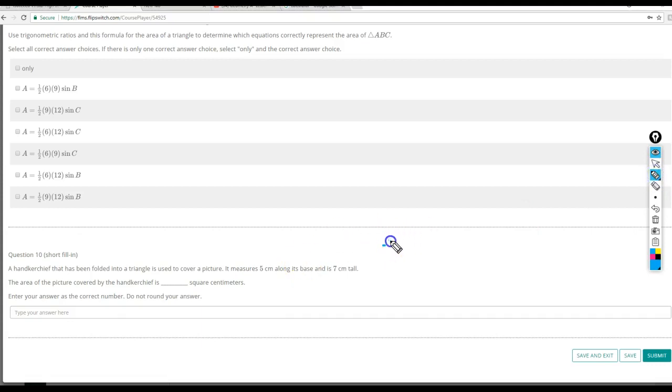So I'm picturing a triangle with a 90-degree angle, base of 5 centimeters, and height of 7. And I remember the area of a triangle with our trig function as the side-angle-side relationship. We have the area is equal to 1/2 the angle's adjacent side, so 5, times the angle's other adjacent side, 7, times the sine of the included angle, which is 90.